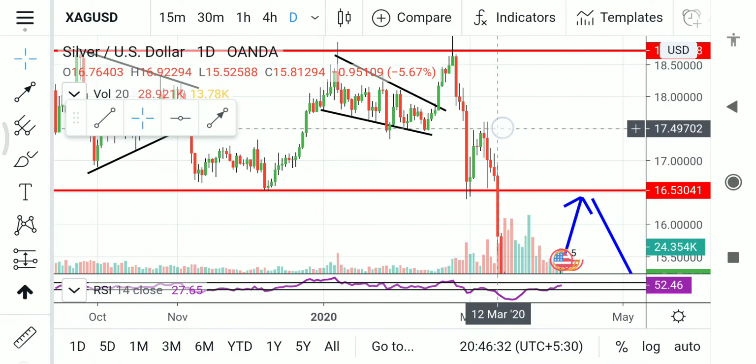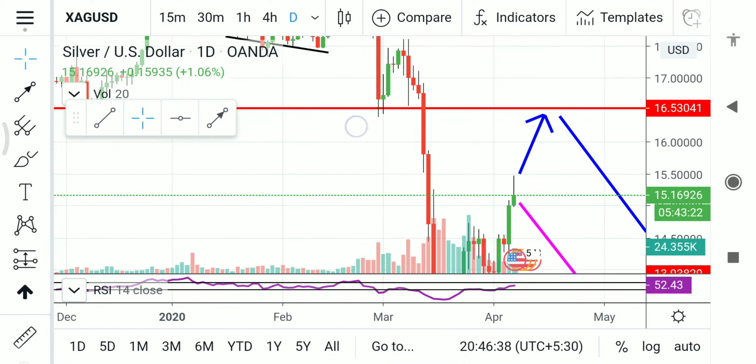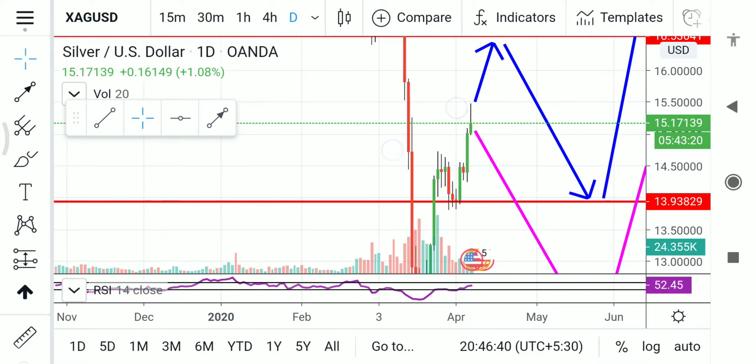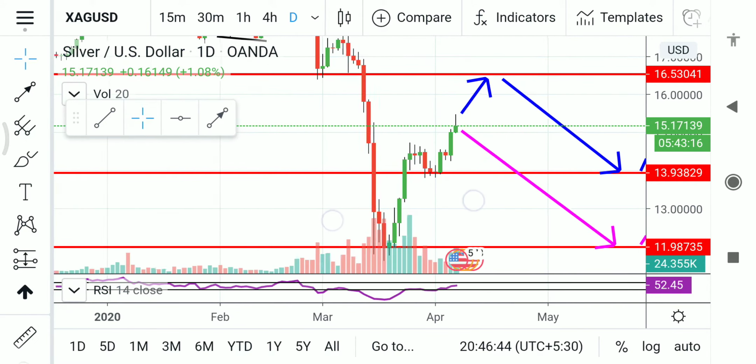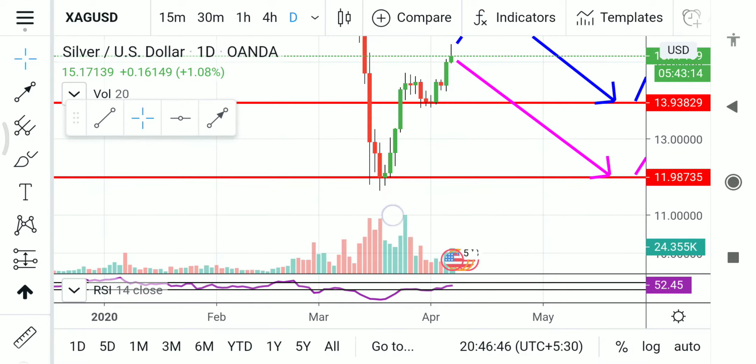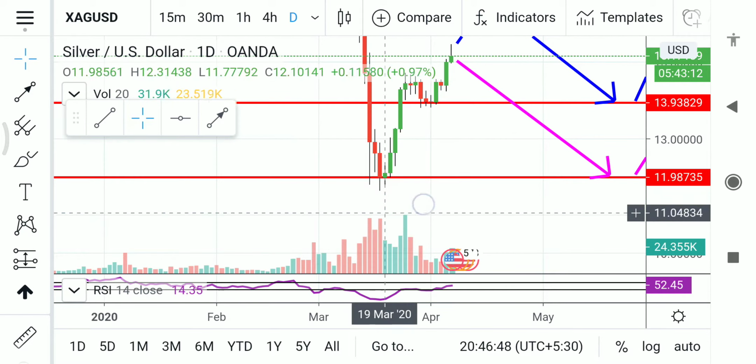It couldn't sustain now. See, it broke down in a single candle on 12th of March with huge volume. After that, the fall started. There is no turning back. Now what is the scenario? The recent low made is near the $12 level.